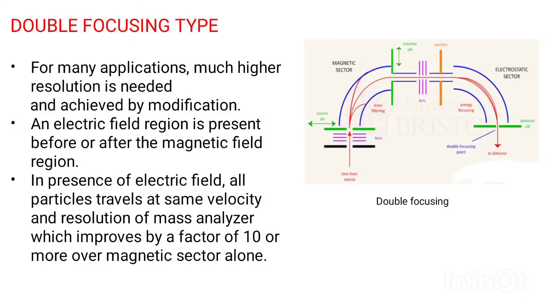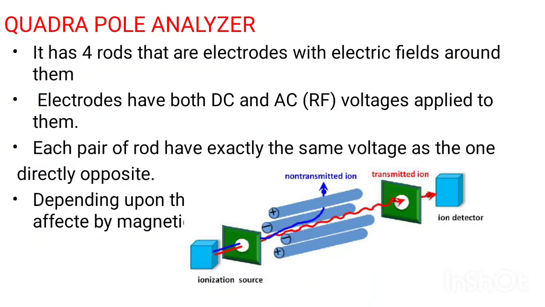Now what is quadrupole analyzer? This quadrupole analyzer has four rods that are the electrodes with the electric field around them. The electrodes have both DC and AC, that is RF, voltage applied to them. Each pair of rods has exactly the same voltage as the one directly opposite. So depending upon the voltage, the ions are affected by the field.